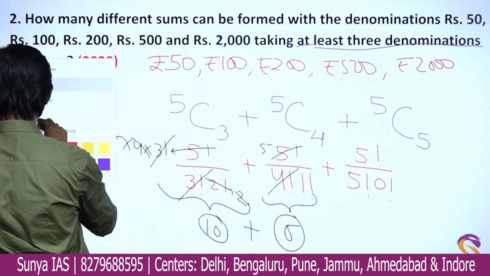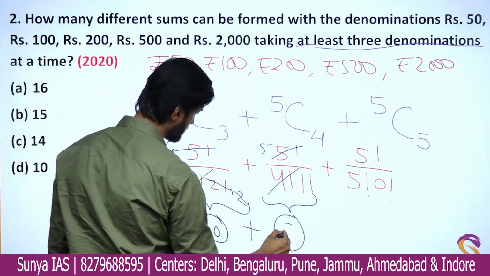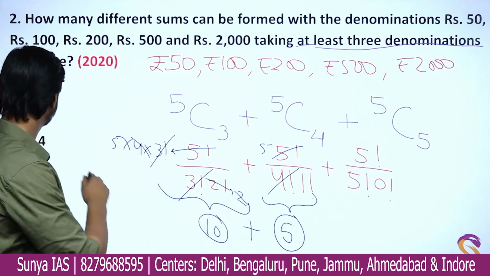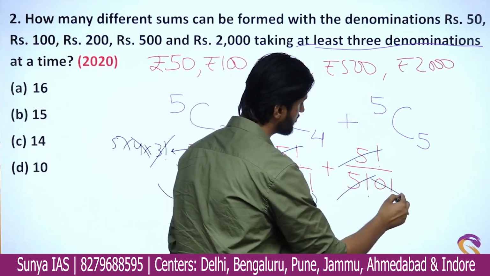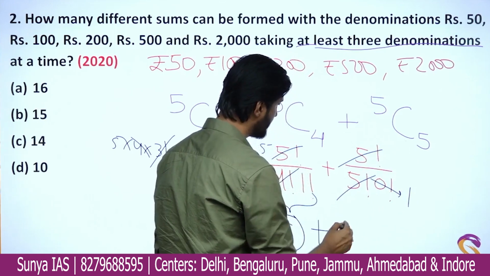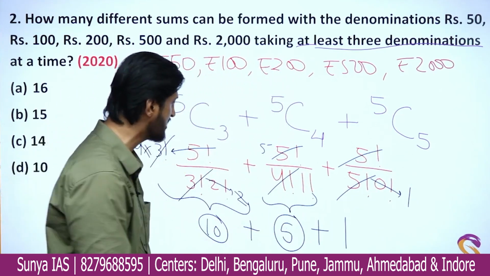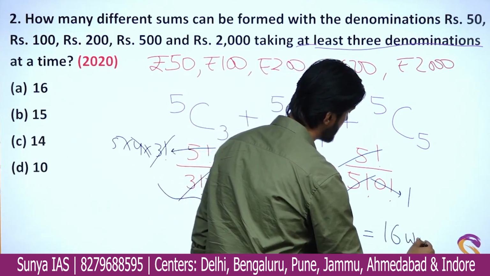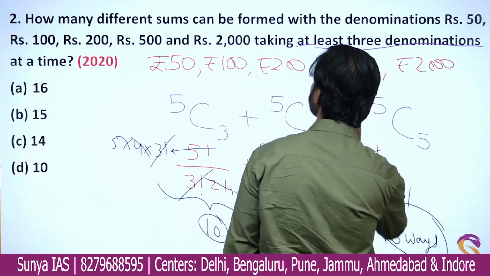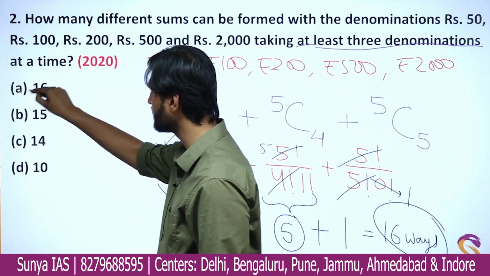So from here you will get a 5 after all cancellation. So let me just rewrite it for you. And then we have, from here you can just cancel out this and this. 0 factorial is nothing but 1. So here we have plus 1. Okay, so we have 10 plus 5 plus 1. That is overall 16 ways in which we can create different amounts. Okay, different sums. So option number A is correct.